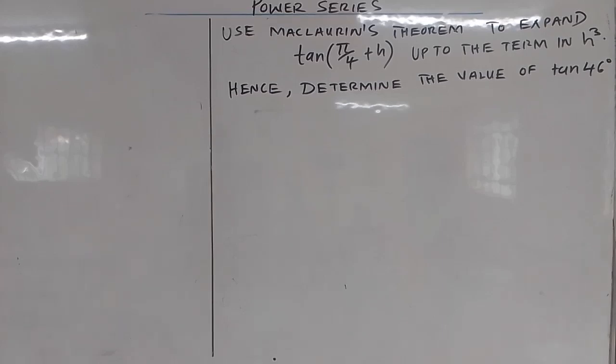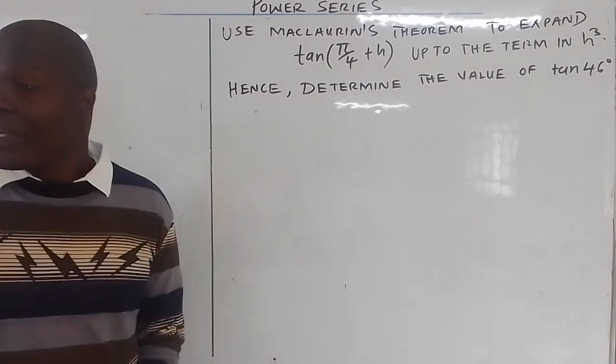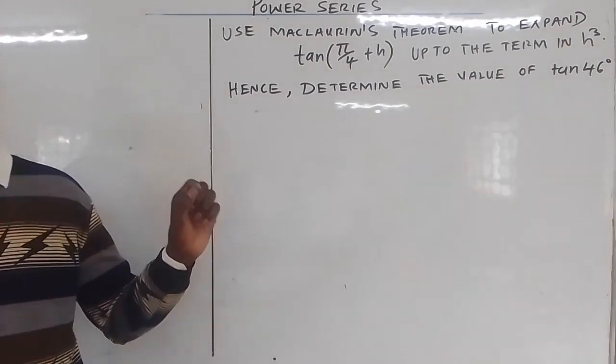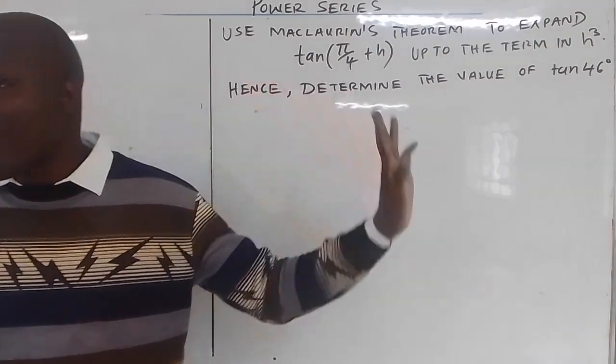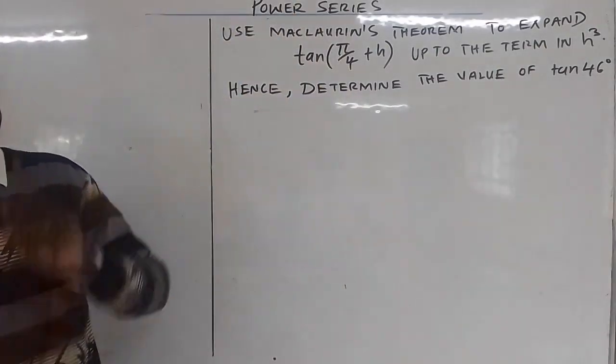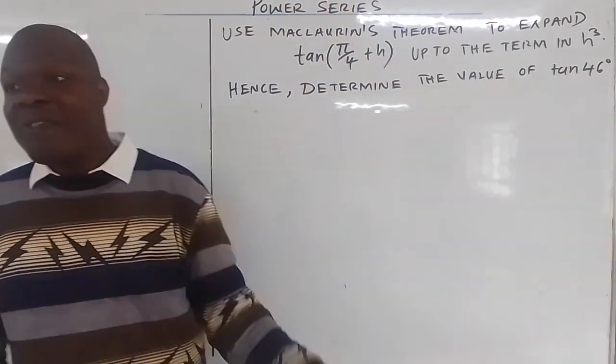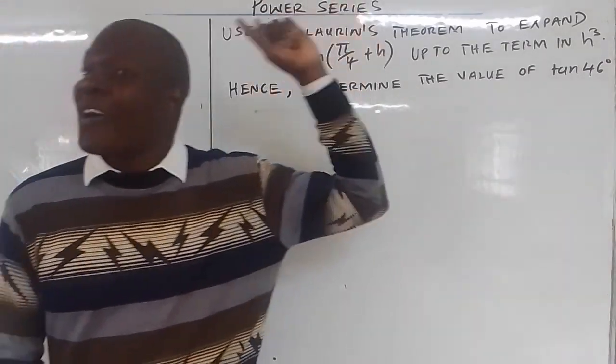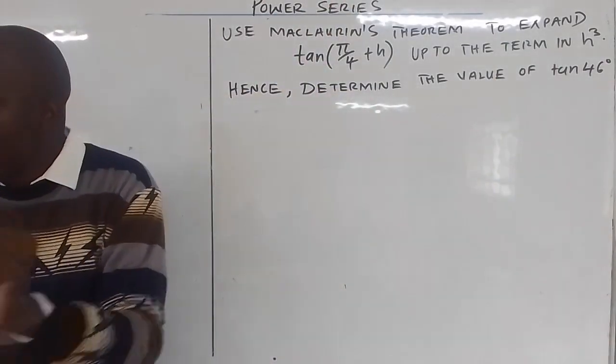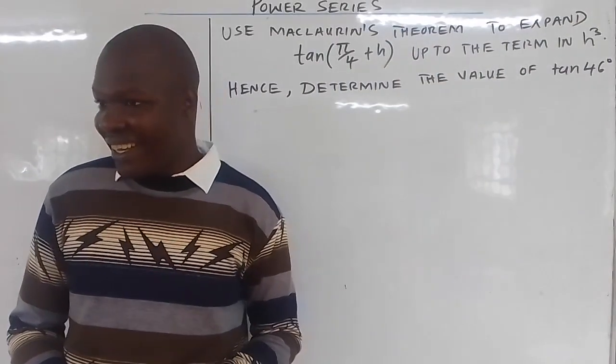So in this next example, use Maclaurin's theorem to expand tan(π/4 + h) up to the term in h cubed. Hence, determine the value of tan 46 degrees. Remember, Maclaurin series can only expand in ascending powers of a given variable. If the variable is x, it is ascending powers of x. If the variable is y, it is ascending powers of y. If the variable is h, it is ascending powers of h.